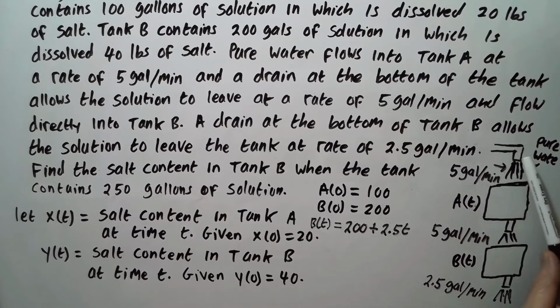In tank A, well, there's 5 coming in, 5 leaving. So it looks like A of t is just going to be 100 here. So A of t is 100.